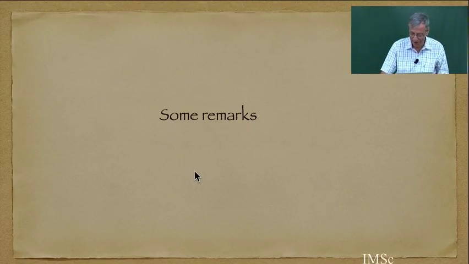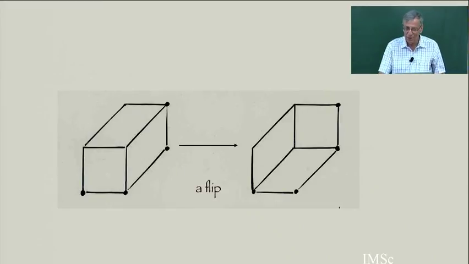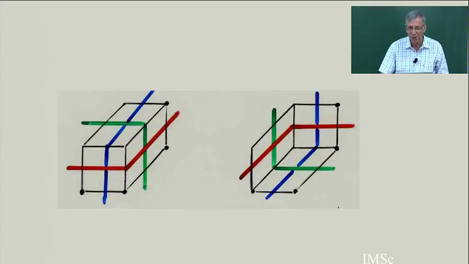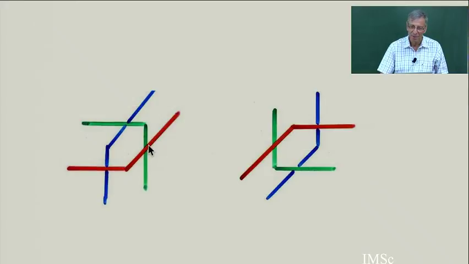So some remarks. When you do a flip, this is part of a plane partition. But there are two remarks. Here I have the three sets of paths, the green, the blue, the red. And if you look at the flip, what happens to the paths?